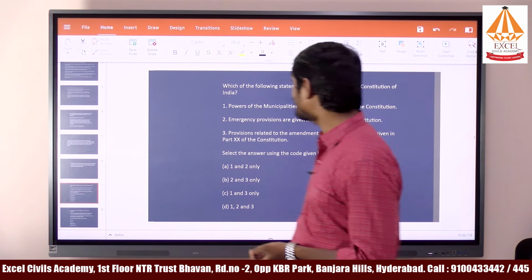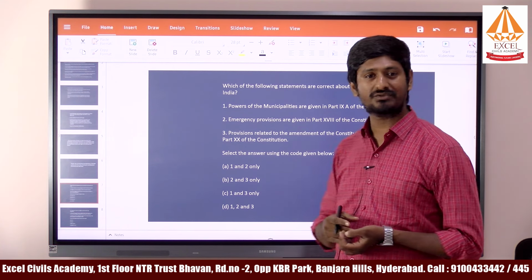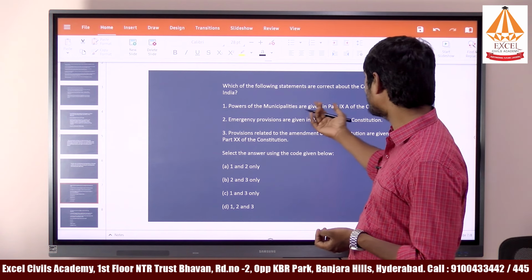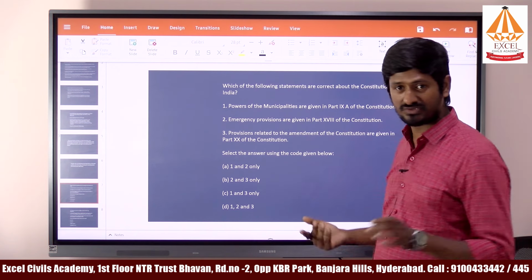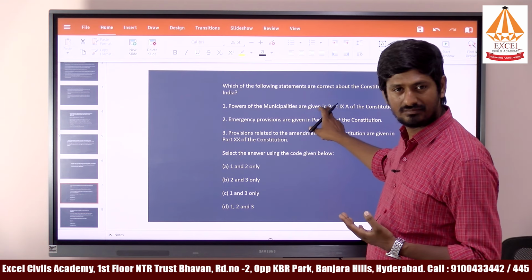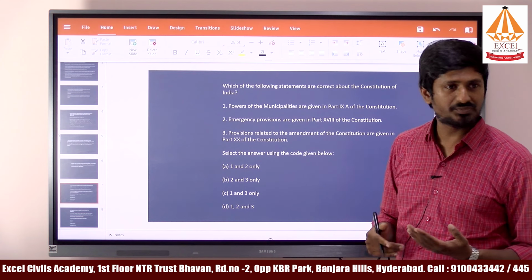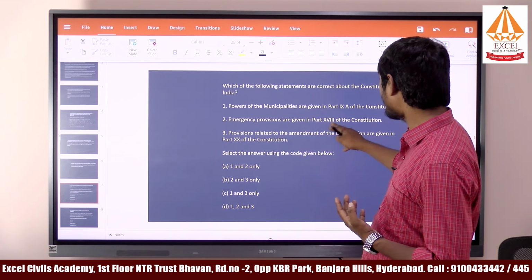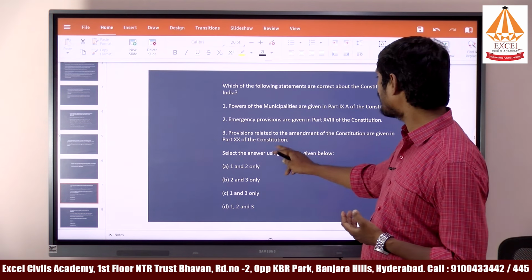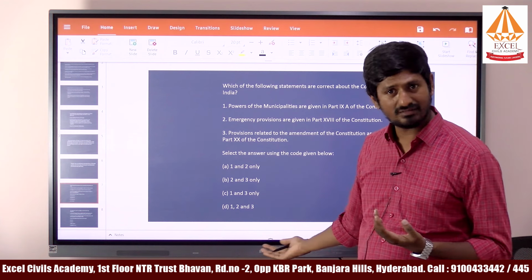Next, a preliminary question. Which of the following statements are correct about the Constitution of India? Look, this is how the information is tested. Powers of municipalities are given under Part 9A of the Constitution. Which part deals with what? Is it true or false? Yes, it is true. Part 9 is about Panchayati Raj institutions, Part 9A about municipal bodies. Emergency provisions are Part 18 of the Constitution. Yes, true. And provisions related to amendment of the Constitution are given under Part 20 of the Constitution. Statements are all true.